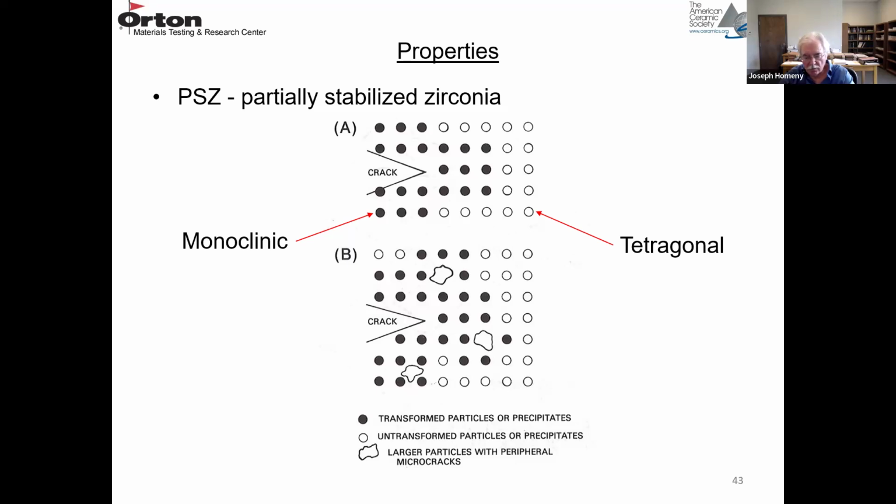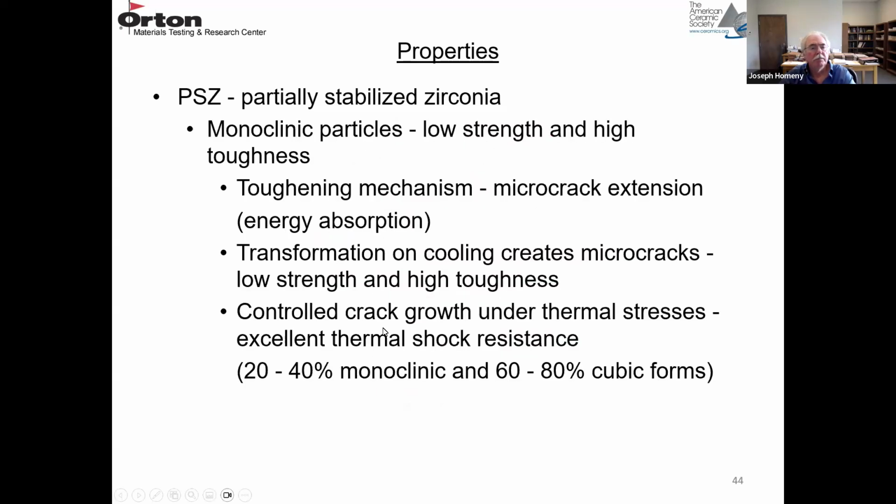So thermal shock resistant materials or refractories are generally materials that are highly microcracked. So if you have the monoclinic precipitates, they've transformed, they've created microcracks. Those cracks lower the strength, but you still have high fracture toughness because those microcracks absorb energy.